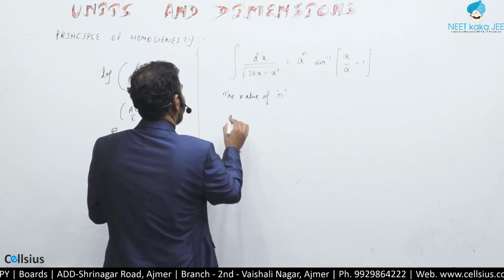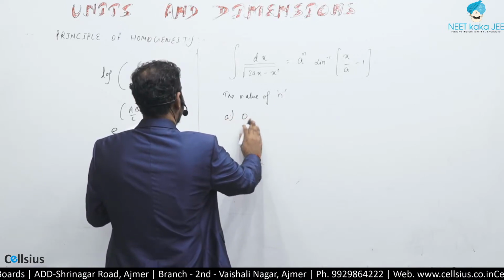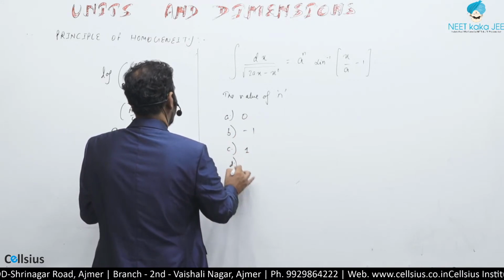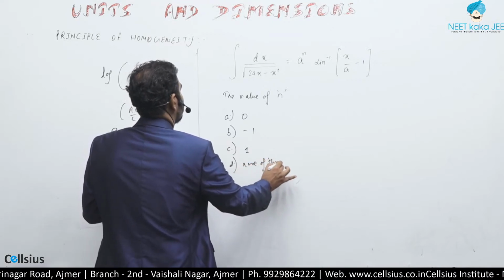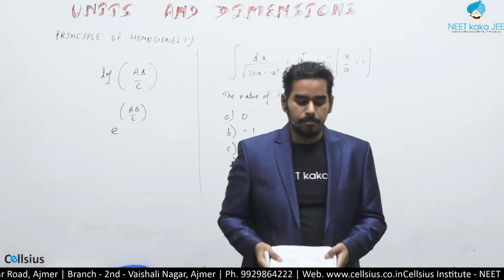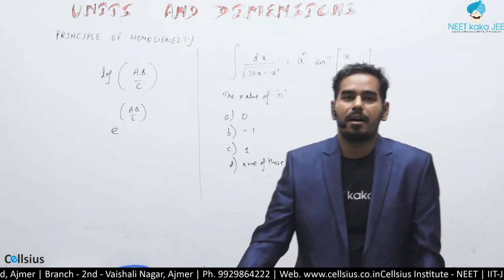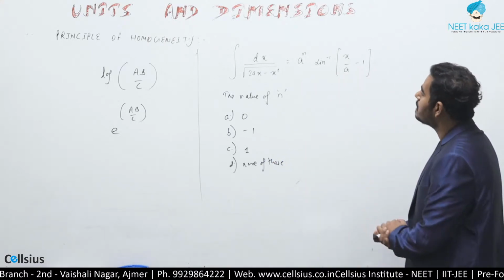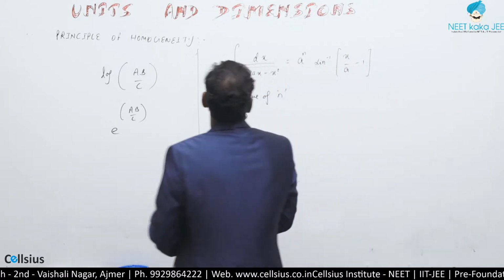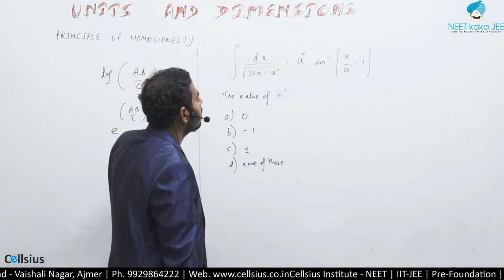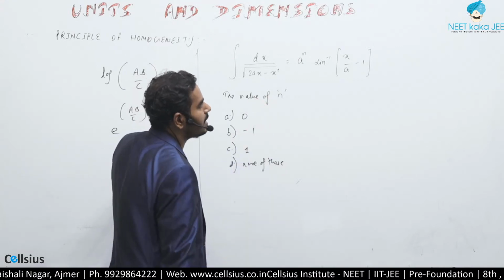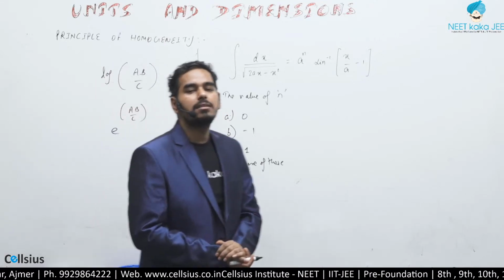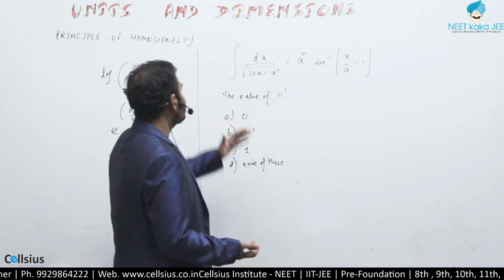Okay, so the value of n, and there are four options over here: A is 0, option B is minus 1, option C is 1, and option D is none of these. Okay, so this is a very famous book, and this book is feared a lot. People think that this book is a very difficult book, but if you are clear with the concepts, you can easily solve this numerical. So it is written that integration of dx upon under root of 2ax minus x square is equal to a to the power n sine inverse of x by a minus 1. What is the value of n over here? Okay, so this is the question, and let us discuss it.